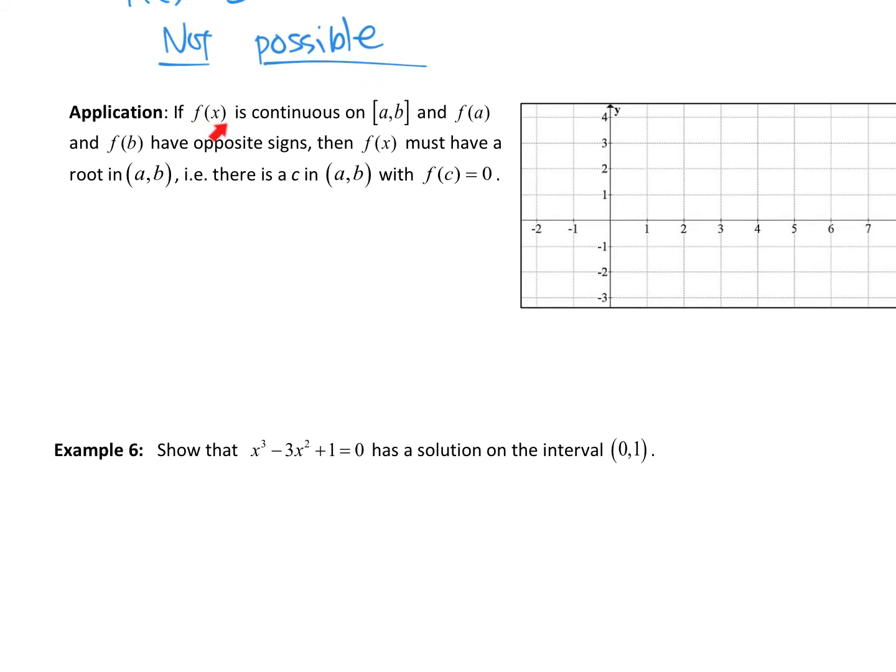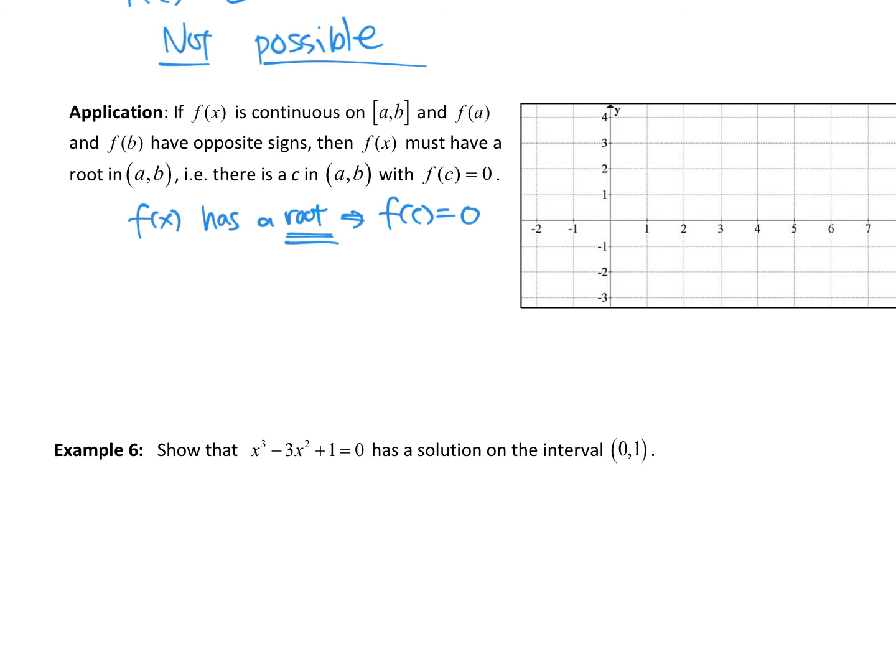It says that if f of x is continuous and f of a and f of b have opposite sign, what does that mean? That means one is positive, one is negative. F must have a root in a and b. Root means f of some number is equal to 0. A root means where a function goes through 0, right? The y value of the function is equal to 0. So why is this true?